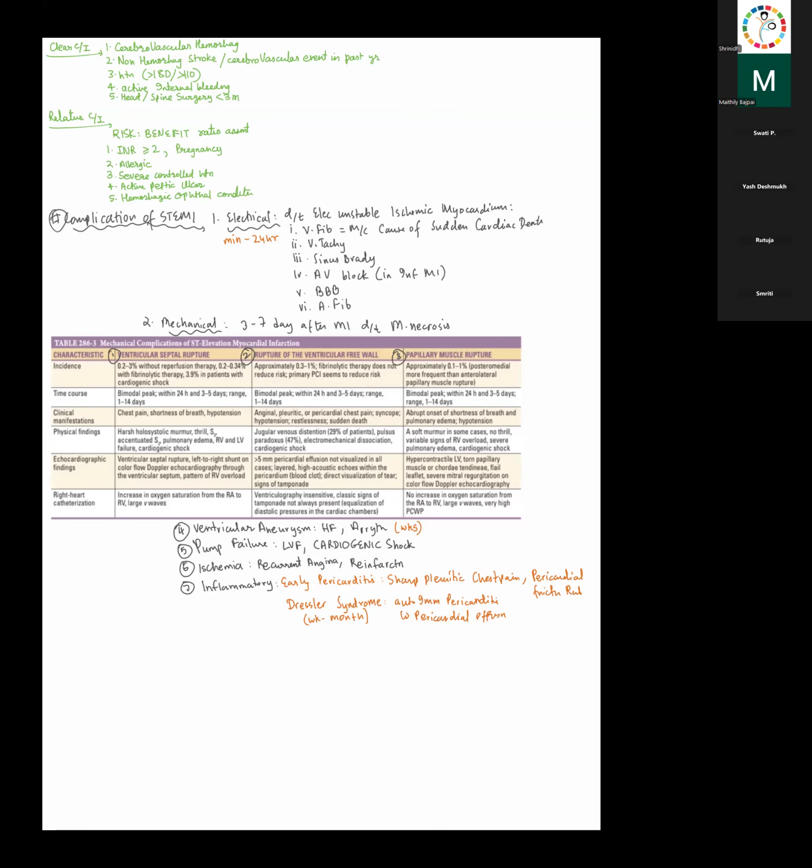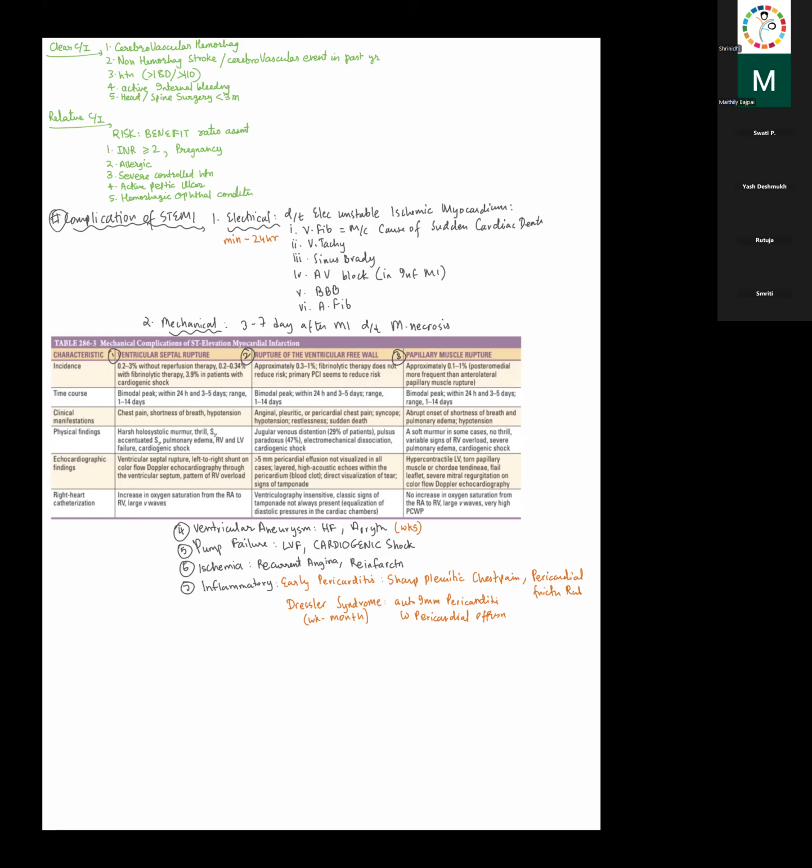Mechanical complications occur 3 to 7 days after MI due to myocardial necrosis. They are ventricular septal rupture, rupture of the ventricular free wall, papillary muscle rupture, ventricular aneurysm, pump failure, ischemia, or any inflammatory complication like early pericarditis and Dressler syndrome.